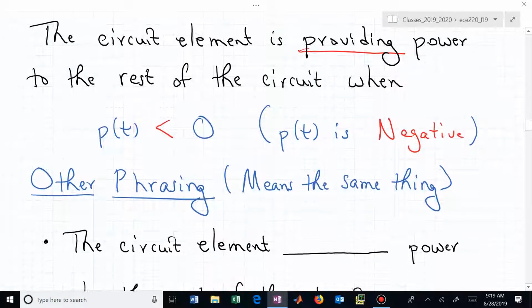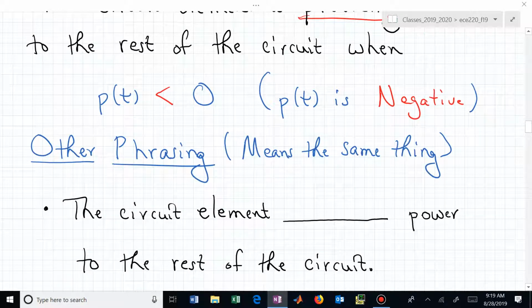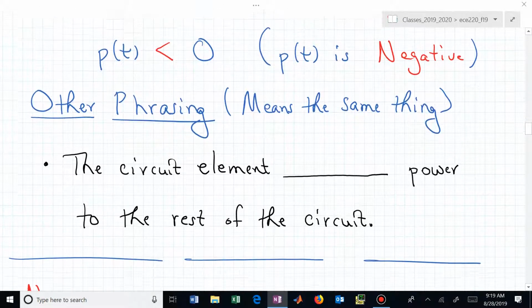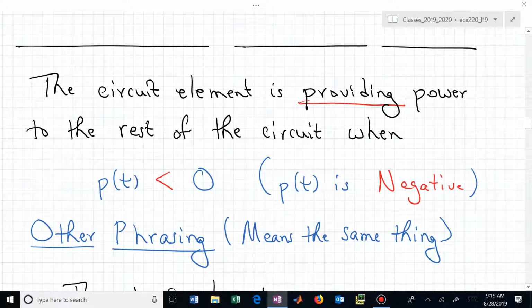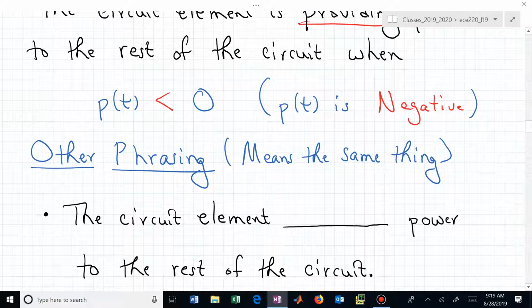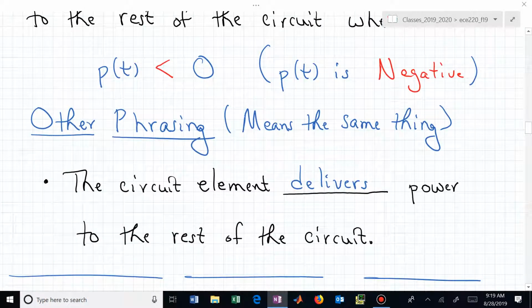In the other case, if it turns out after you've labeled your circuits, you've found the voltage across that two-terminal device, and you found its current, you form that product, and P of t is negative, you go, oh, this is actually supplying power to the rest of the circuit. And that two-terminal element might be a battery. And it's powering your circuit. So the circuit element is providing power when P of t is less than 0. Another phrasing for that is the circuit element delivers power to the rest of the circuit.